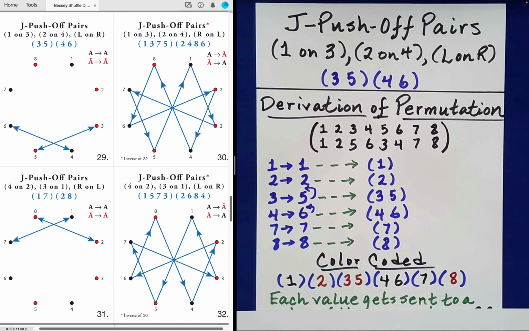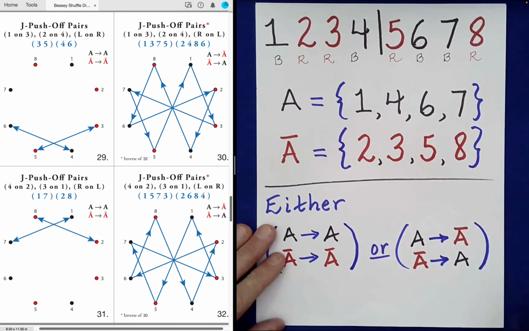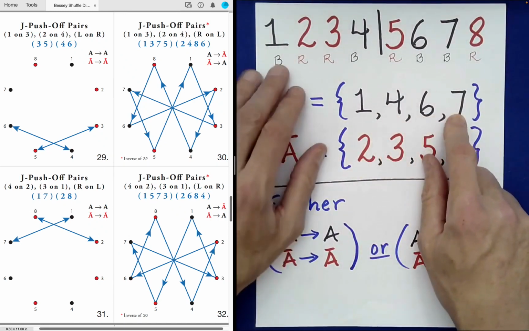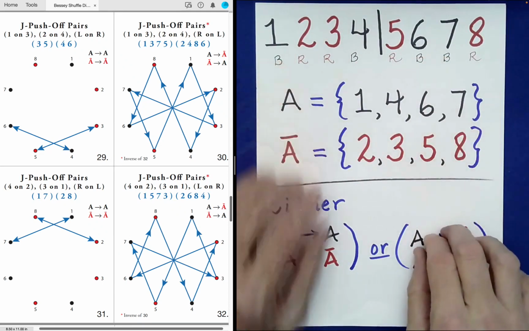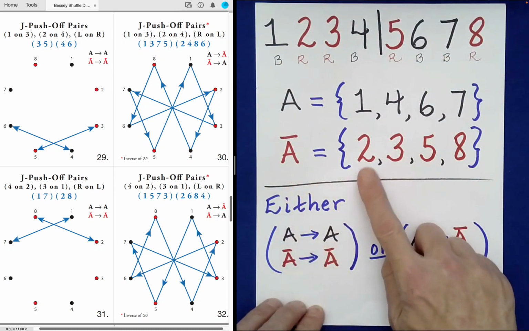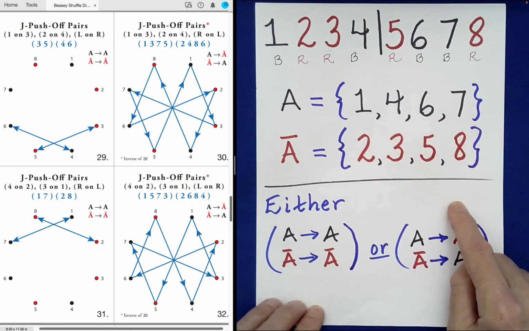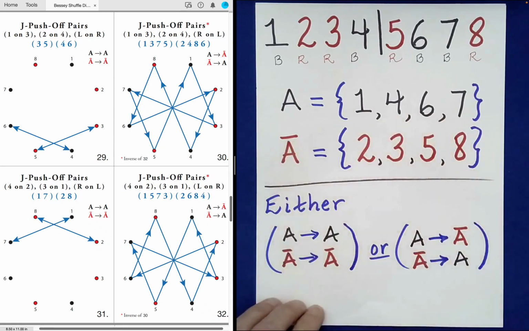So here we find the following. Each value gets sent to a value of the same color. So what this means then is inversion has not occurred. All of the cards that began in positions 1, 4, 6, 7, in other words, these 2 and the 2 in the middle, get moved back to somewhere among those 4 position values. The same thing with the cards that originally began in positions 2, 3, 5, 8. They return to position values contained in a complement. So in other words, we're looking at this situation here.